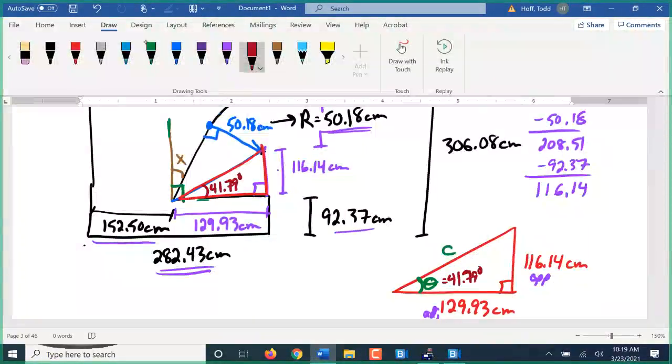To find side C up here, it is simply a squared plus b squared equals c squared. I'll use the shortcut. It's the square root of 129.93 squared plus 116.14 squared.